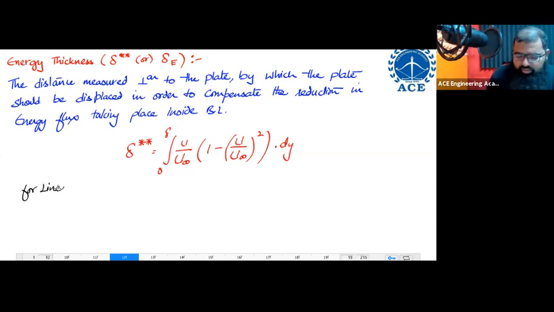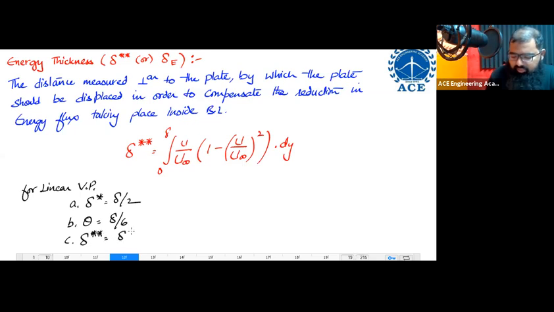For linear velocity profile, the value of delta star, we know, is equal to delta by 2. The value of theta is equal to delta by 6. Remember this thing. And the value of delta double star, that is energy thickness, has to be delta by 4. Shape factor, which is delta star by theta, should be equal to 3. Remember all these things, for linear velocity profile.